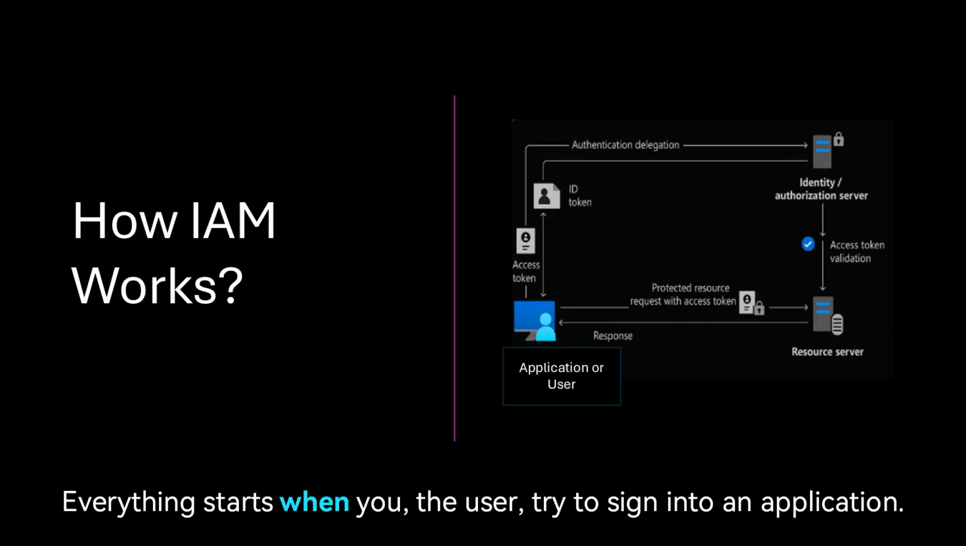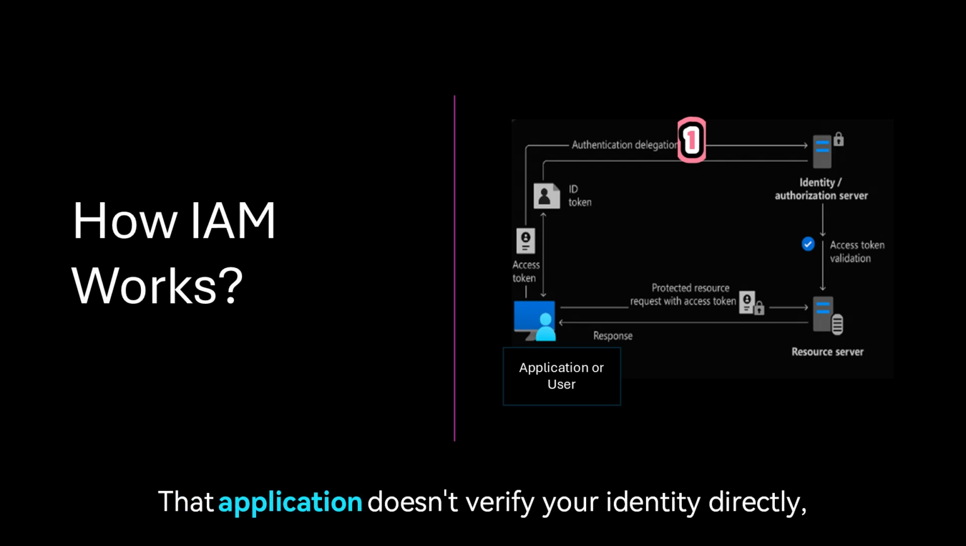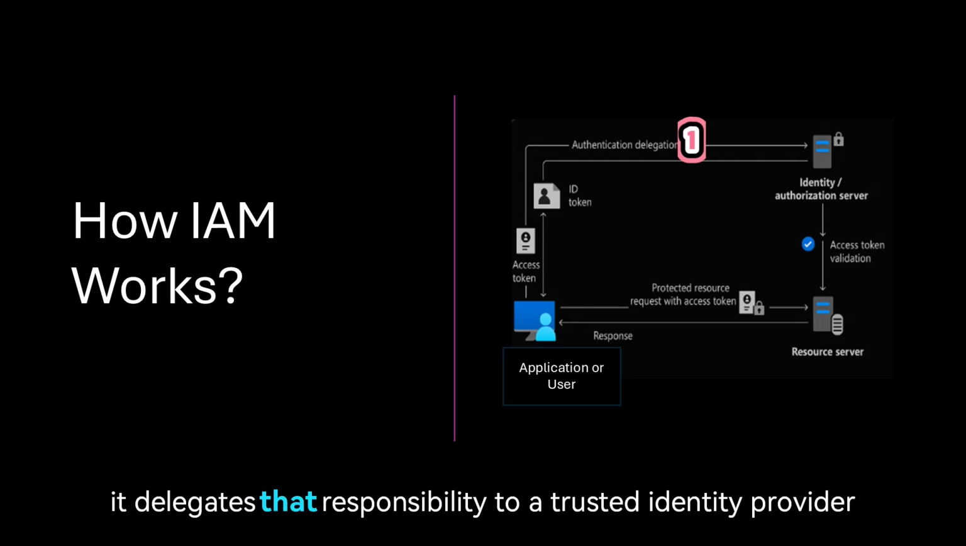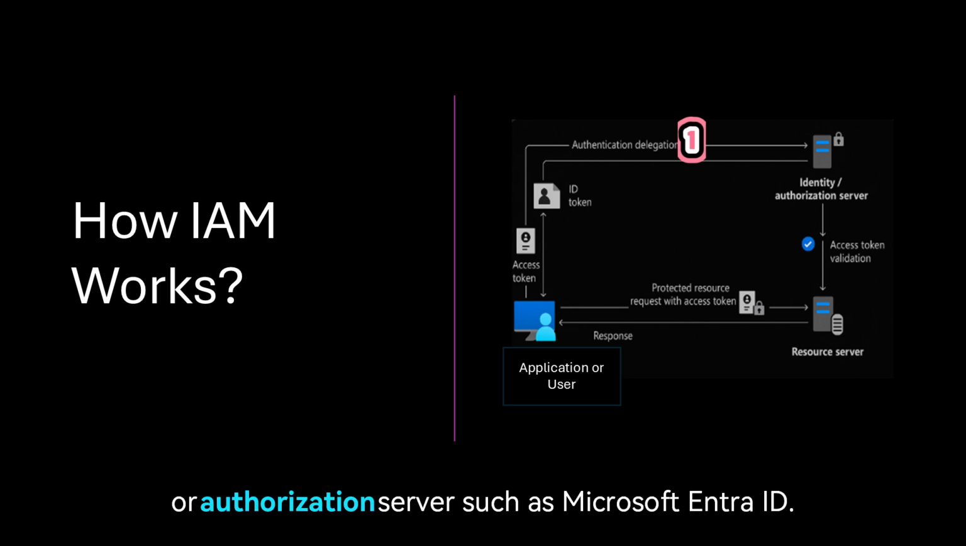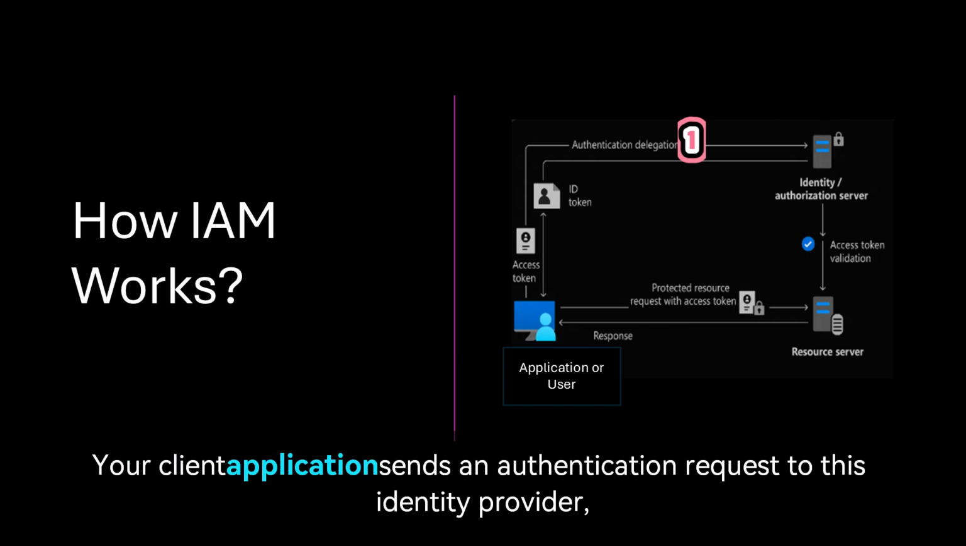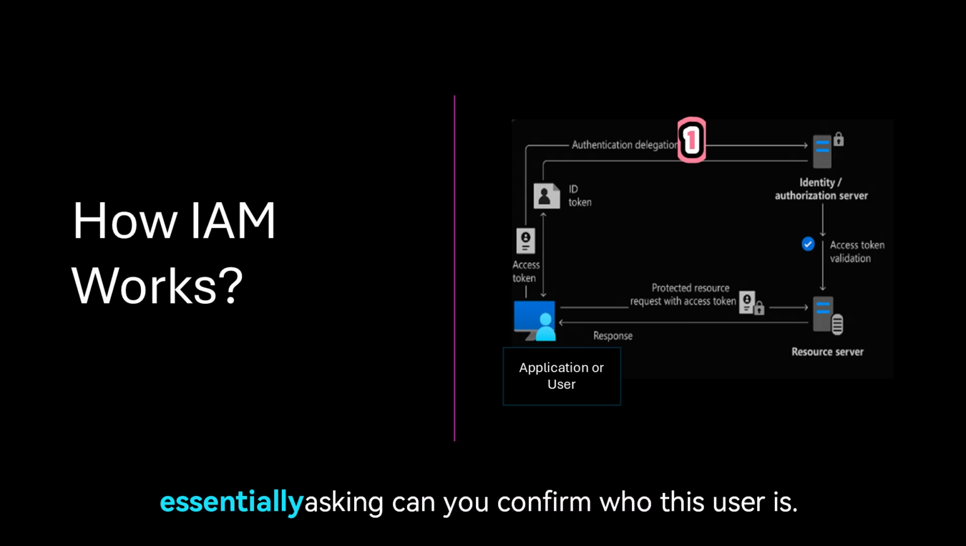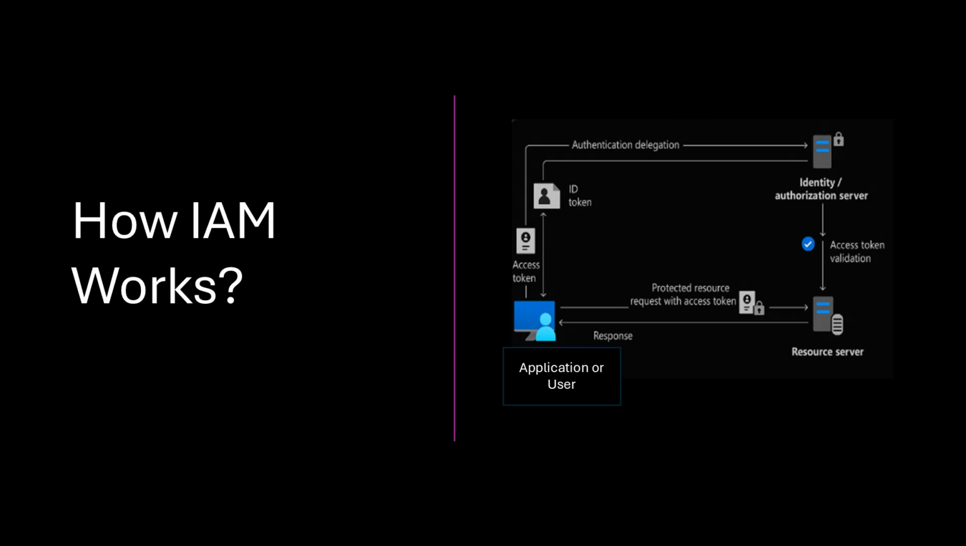Everything starts when you, the user, try to sign into an application. That application doesn't verify your identity directly. It delegates that responsibility to a trusted identity provider or authorization server, such as Microsoft Entra ID. Your client application sends an authentication request to this identity provider, essentially asking, "Can you confirm who this user is?"